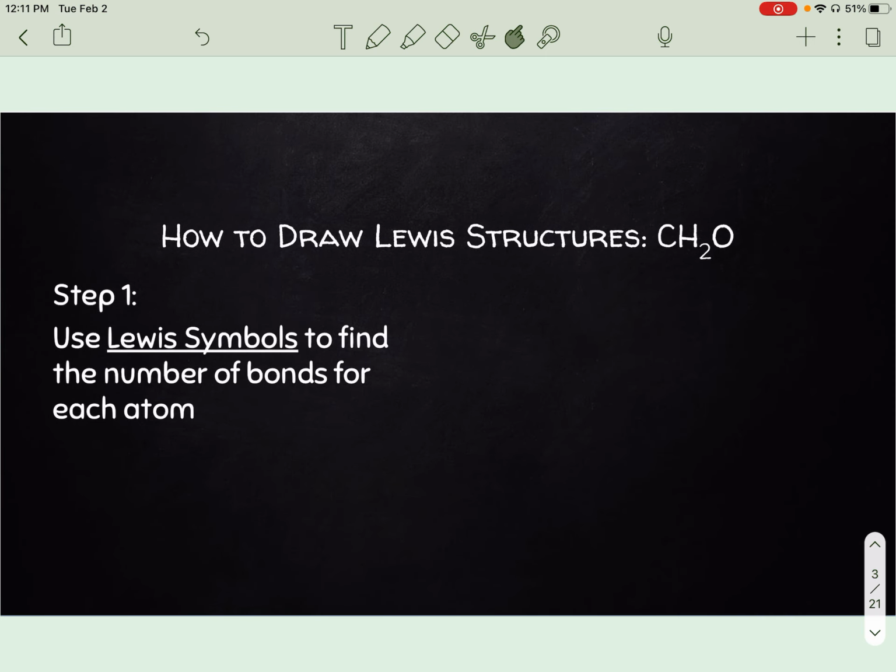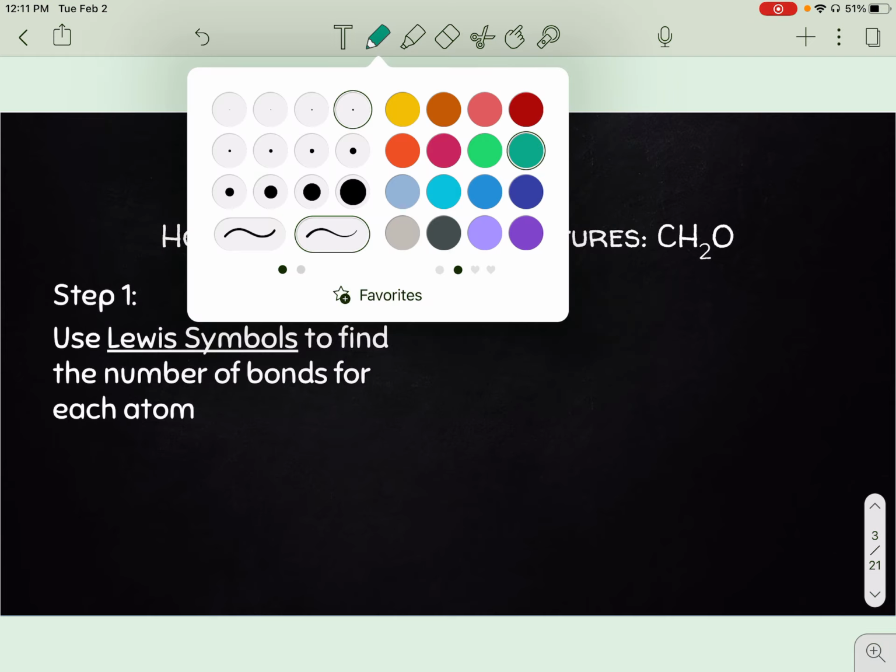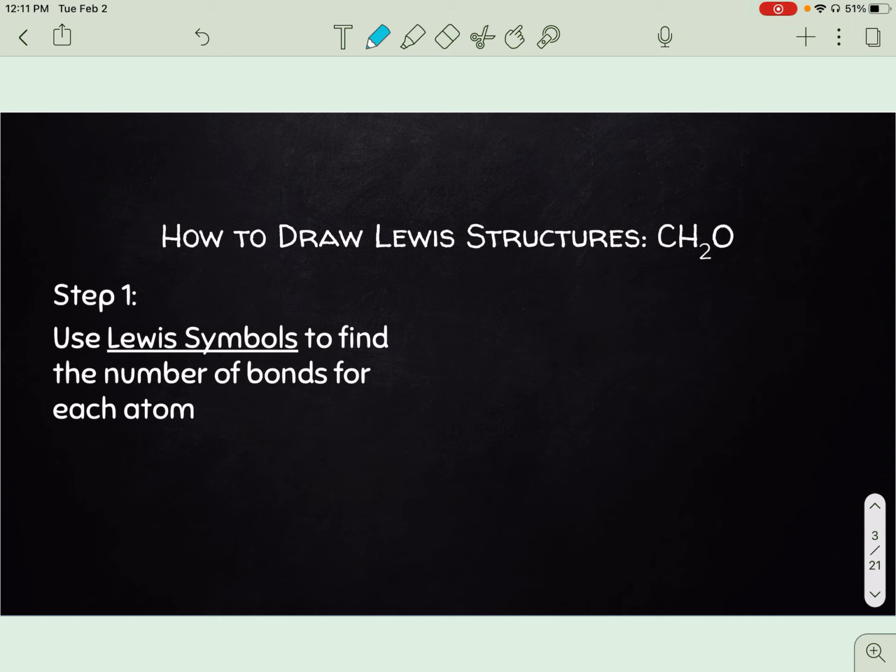So let's extend this. Now, how do we draw these? How do we get to that point? Let's do teal because it's Delago. The first thing I like to do is use Lewis symbols, and that's going to tell us how many bonds each atom is going to form. So I have CH2O, so I have a carbon, a hydrogen, and an oxygen. So I'm going to draw Lewis symbols for those. I'm going to draw a C, an H, and an O.